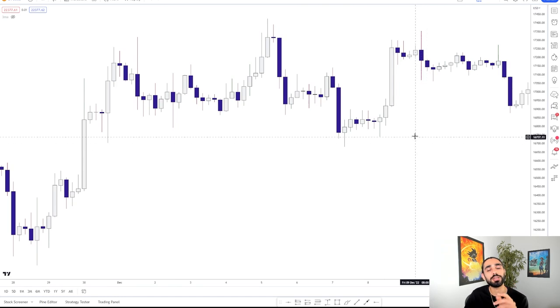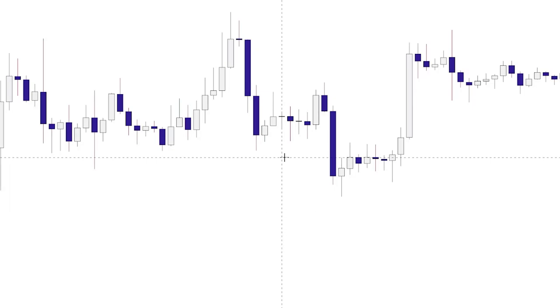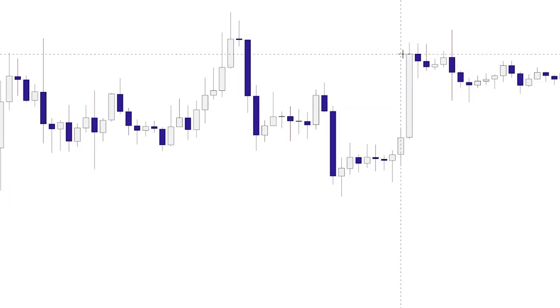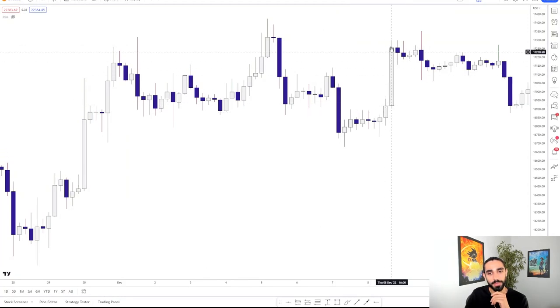Next, we're going to zoom in and look at candle bodies. A big bearish body over here represents a big move by the bears. A big bullish body over here represents a big push, a big move by the bulls. Bulls, buying pressure. Bears, selling pressure. Lots of selling happening here, lots of buying happening here.